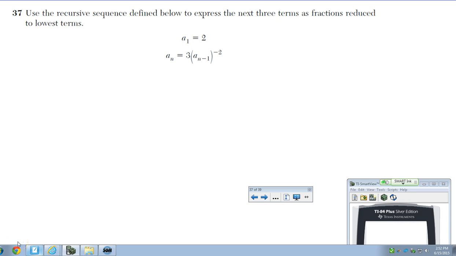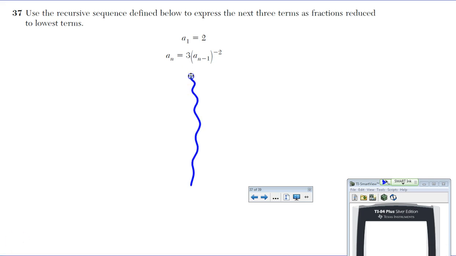Question 37, 4-pointer. Use the recursive sequence defined below to express the next three terms as fractions reduced to lowest terms. Okay, so there's two ways to do it. If you know how to read this, it's a lot simpler than if you don't. So let's say that you don't know how to read this.